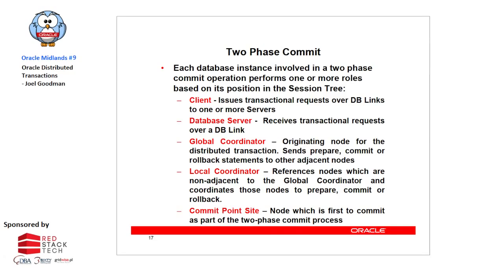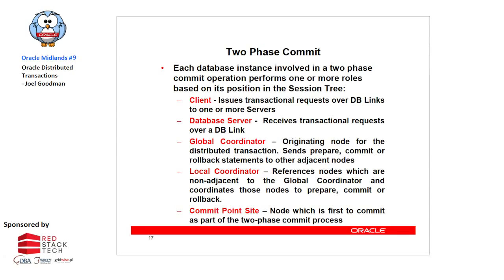And the commit point site is the node which is the first to commit as part of the two-phase commit process. That's not necessarily the same as the global coordinator. The idea of the commit point site is we normally prepare everyone except for the commit point site. And if everyone else is prepared, okay, we ask the commit point site to commit without a prepare. And if it can commit, it does, and everyone else does too. And if it can't, everyone else is asked to roll back.